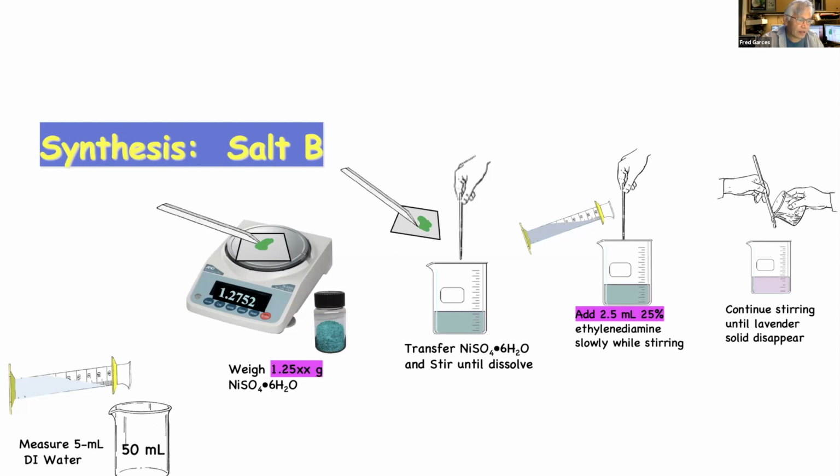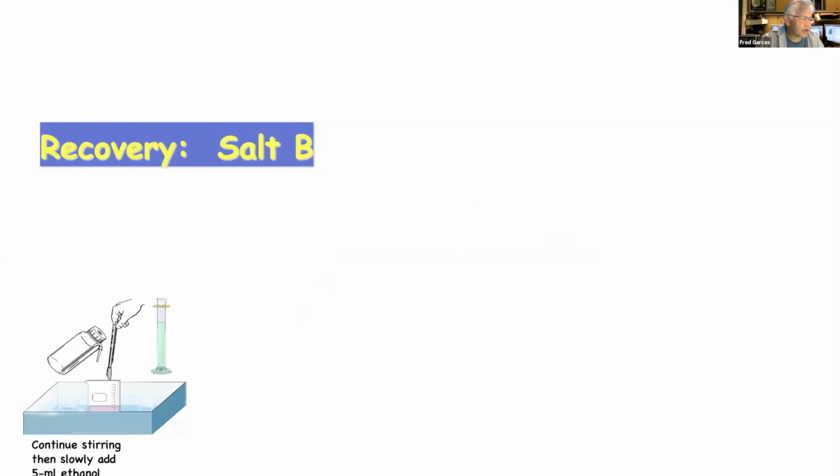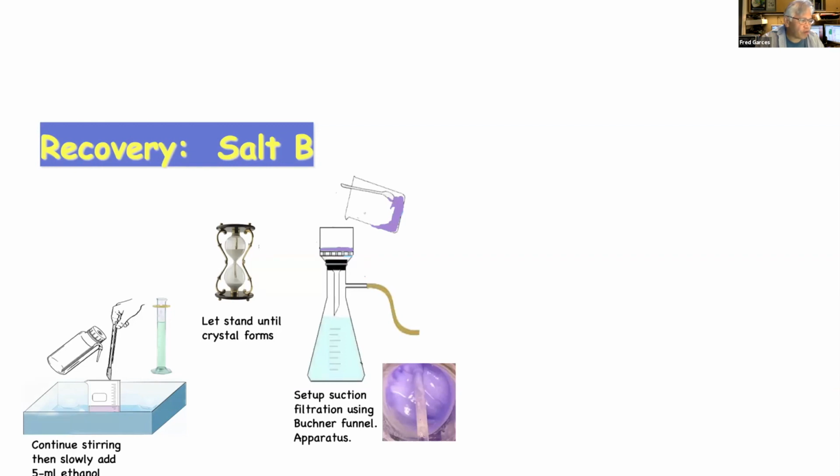Okay, we heat it until we have a color change, and then when we recover it, we stick it in the ice bath again and wait some time for the crystals to form. This is what it looks like from the top view. You can see it's sort of lavender-like. We do a vacuum filtration again.